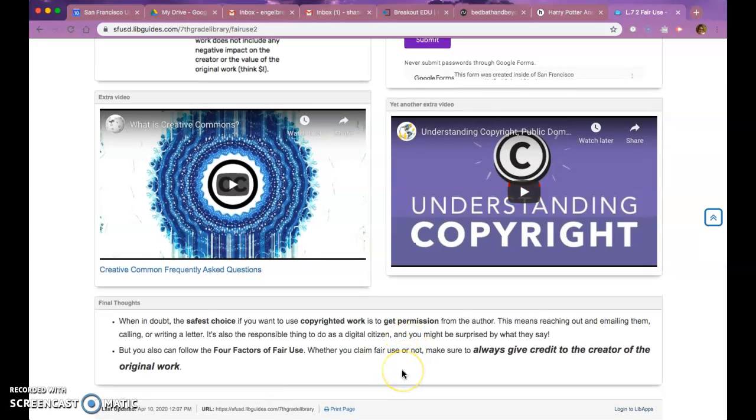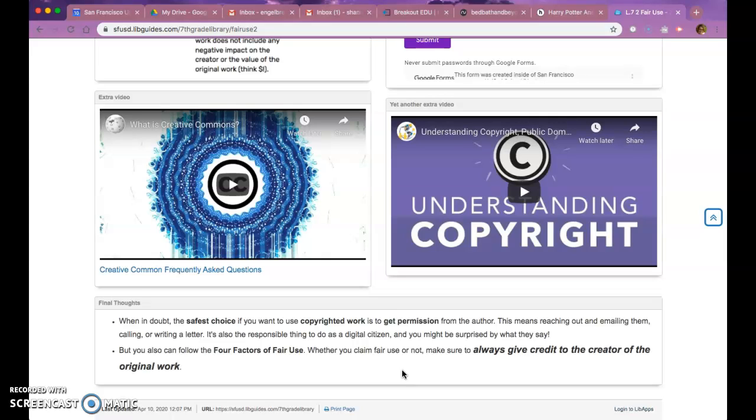And finally, when in doubt, the safest choice if you want to use copyrighted work is to get permission from the author. And this means reaching out to them or emailing them or calling or writing a letter is the responsible thing to do, and you might be surprised by what they say. Most authors are pretty excited that people know about their work.